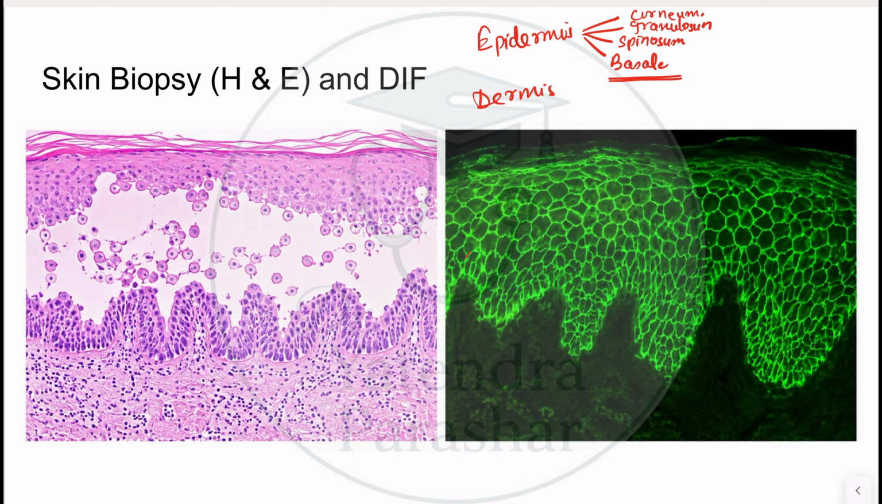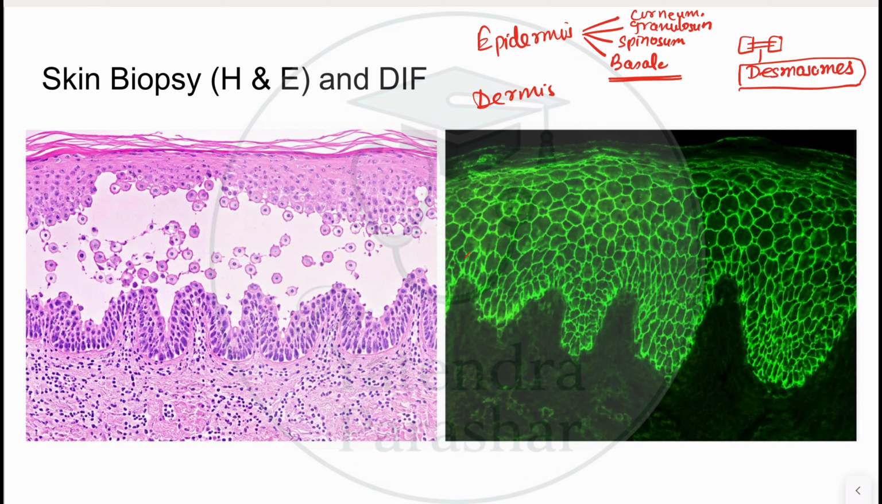These cells in the epidermis are attached to each other with the help of connections which are known as desmosomes. So these desmosomes hold these epidermal cells together and prevent the loss of cohesion between the epidermal cells.